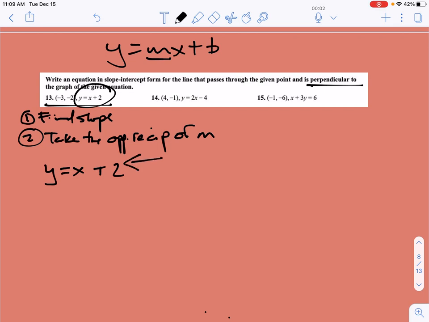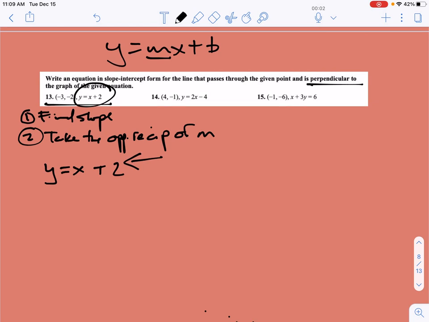But remember that even if it doesn't look like there's a number, every variable has a coefficient of 1 if it's not listed. If it doesn't have something in front of it, its coefficient is 1. So my slope for this one is 1. All right, and now what we're going to do, so that's step 1. We found my slope. And now for step 2, I'm going to take the opposite reciprocal of m.